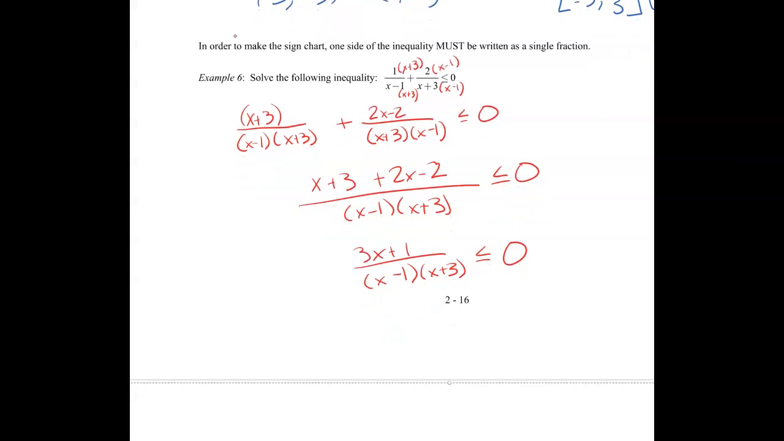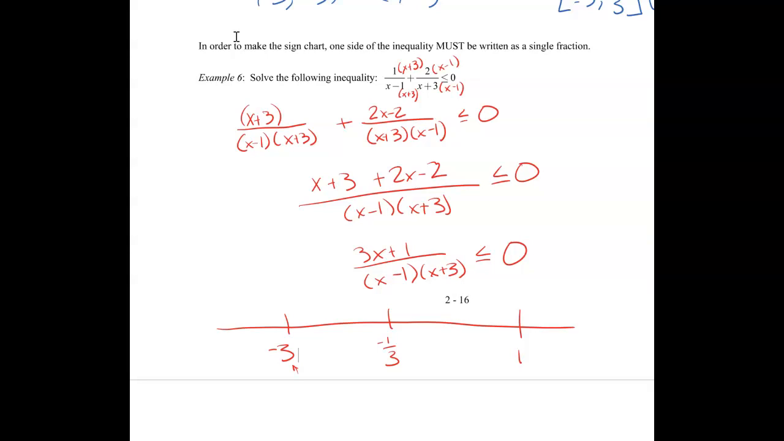So finally, all I've got to do is make a sign chart. You know that you're going to have 3 different values. Some of them are going to be 0, some of them are going to be undefined. So I've got -3, I've got -1/3, and I've got 1, all stemming from those points. My -1/3 comes from the top: I set that factor equal to 0 and solve for x. My 1 came from that particular factor in the denominator, which will make my whole thing undefined. And then my last value stemmed from that particular factor; I set that equal to 0 and solved for x.